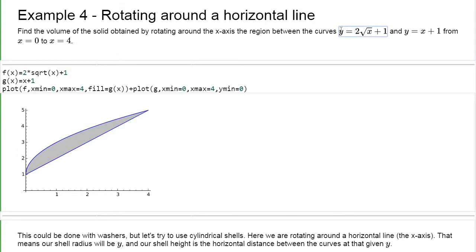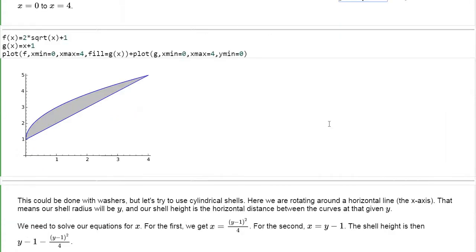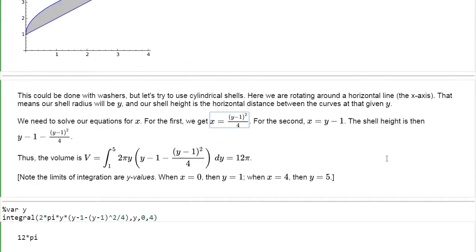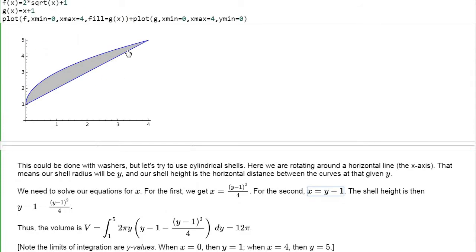So in order to get the x values for these, I need to solve my original functions. They're given y in terms of x. I need to solve these for x. So the first one, I get x is y minus 1 quantity squared divided by 4. In the second function, I get x is y minus 1. So the height of the shell is the x value from the one that's bigger, further to the right. In that case, it's the line. The line is the bigger one. So I take the line and I subtract the parabola.